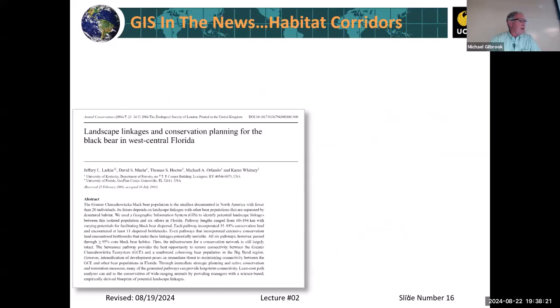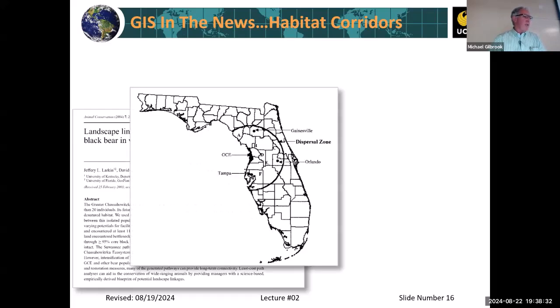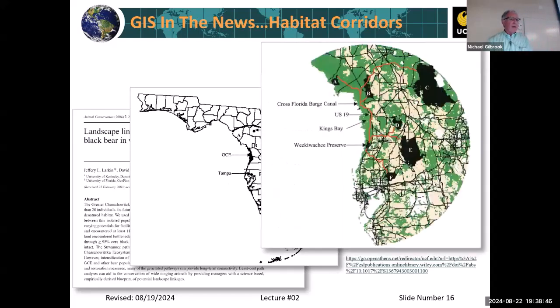Lastly, this isn't really terribly newsworthy, but I wanted to end on a nice conservation biology note. We're going to be talking about this paper in the advanced class, but this is where this group of wildlife biologists looked at trying to figure out what is the best habitat corridor to protect between this park area and other park areas nearby to help preserve black bears in that part of the state. And so they used GIS for that, and we'll learn how that worked next semester.